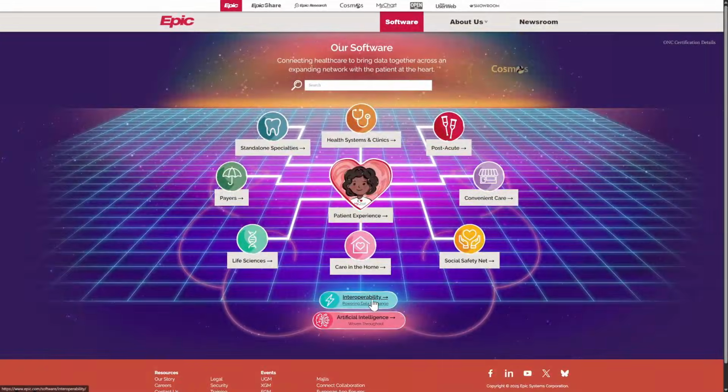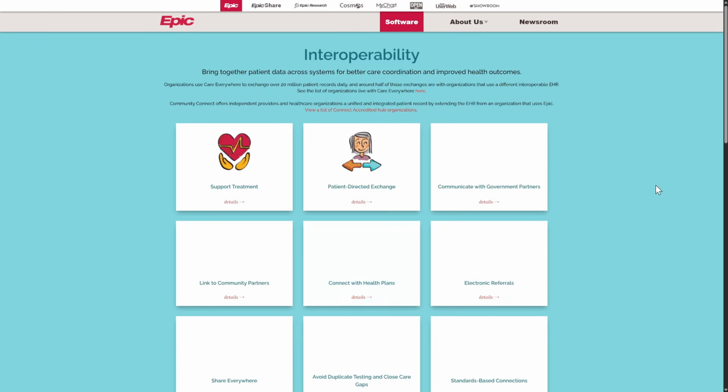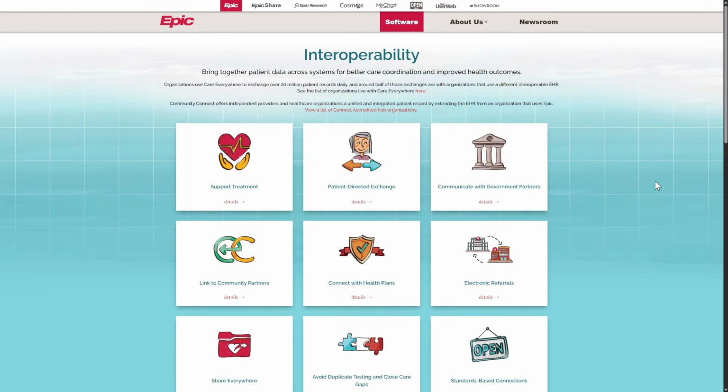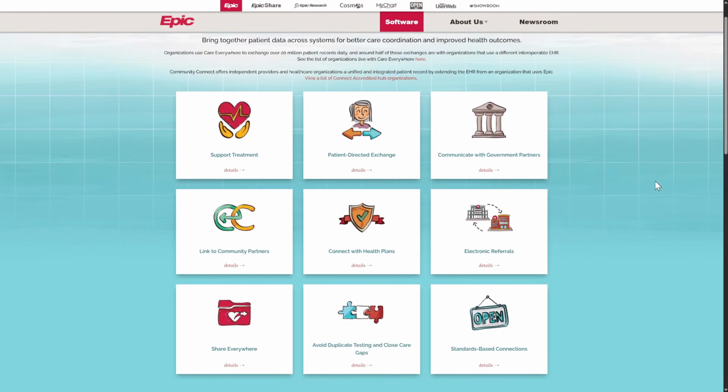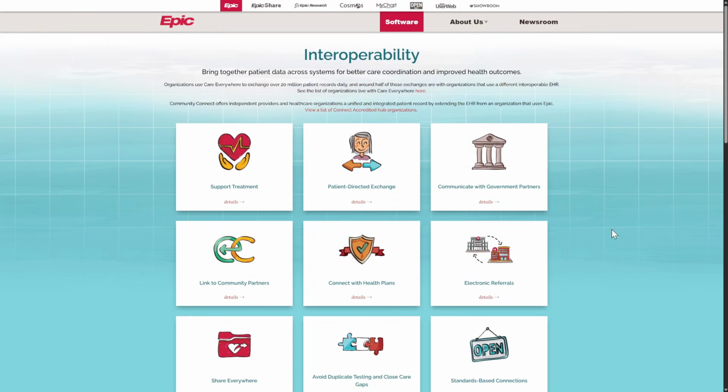Epic also includes strong interoperability features. These allow data sharing across different health systems using Care Everywhere and TEFCA support. This ensures that patient records can follow them even when they visit hospitals that use different EHR platforms. Interoperability plays a major role in improving continuity of care.